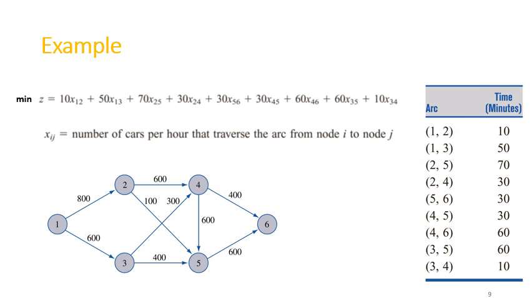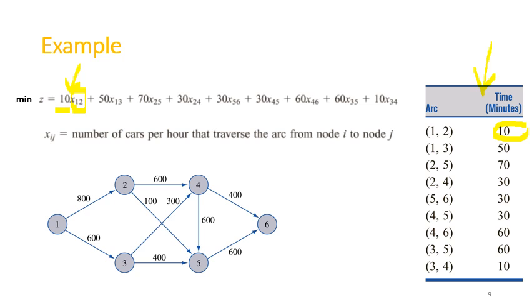Okay, so the objective is to minimize the total travel time for all cars. Because it is related to time, we are looking at this table. From node 1 to 2, it takes 10 minutes for one car. So we multiply that time for one car times how many cars pass through the arc from 1 to 2 in a period of time.